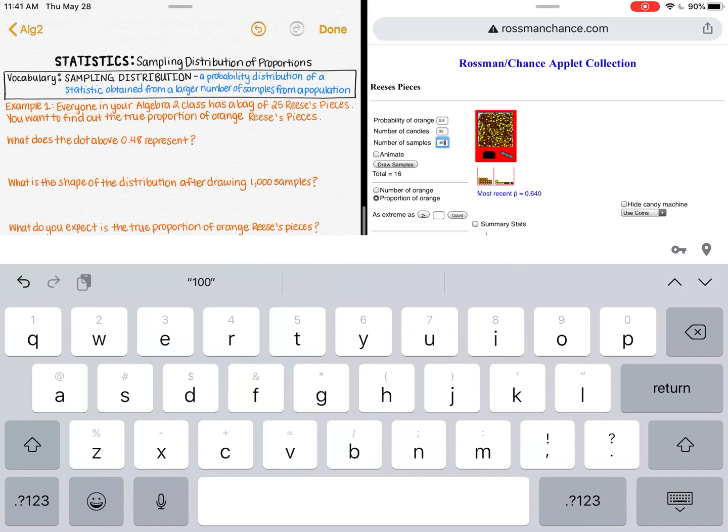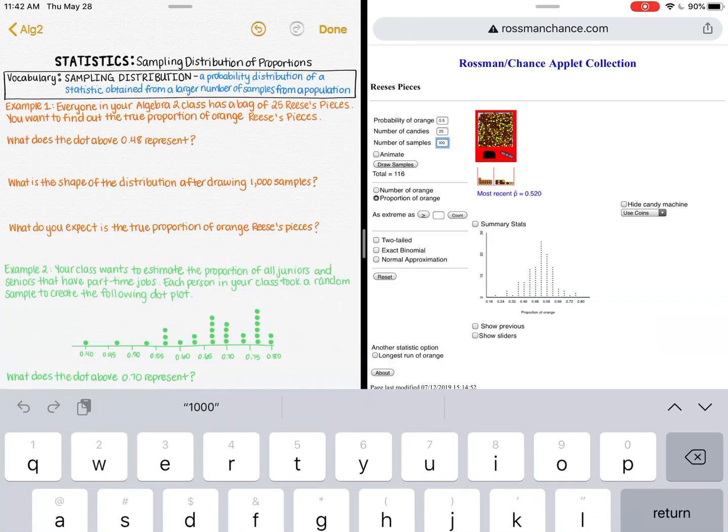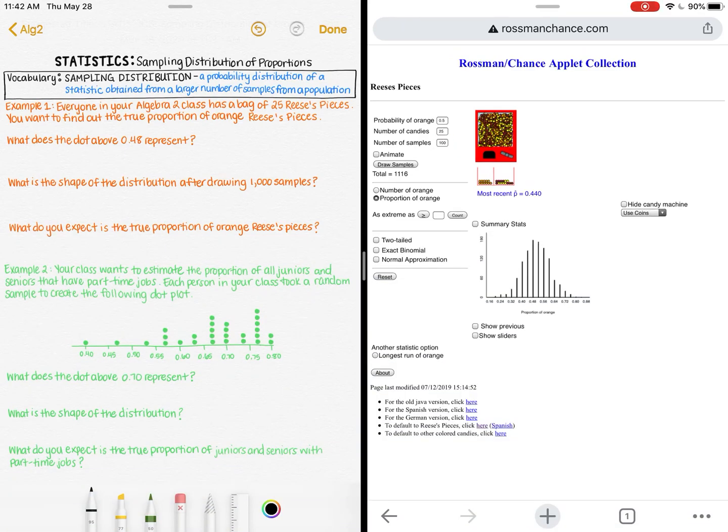So let's do 100 samples. If I do 100 more samples, I get so many more dots. All right, you can see that it's starting to look more like a normal curve, and that's what we want. We want to take so many samples that it gives us a normal curve, and then the center of the curve is going to be our best estimate for the true proportion of orange pieces. Let's go ahead and do 1,000. Now the dots are so close together you can't even see them anymore. We just kind of have bars, but you can see that now we do have this normal curve, and this is going to help us to find the true proportion.